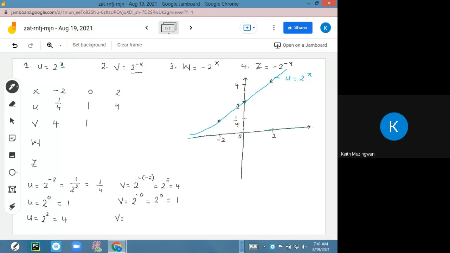What is v when x is positive 2? Remember, the negative is just telling us that everything is happening in the denominator. So we'll have 1 over 4. And so we have negative 2, 4. We have 0, 1. And we have 2, 1 over 4. Again, for whatever value of x, v will never be 0. This means that our graph can now be sketched in this manner.